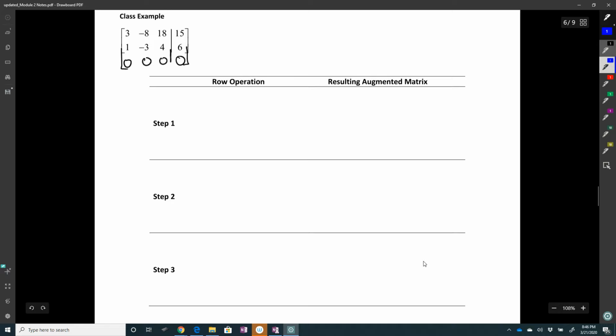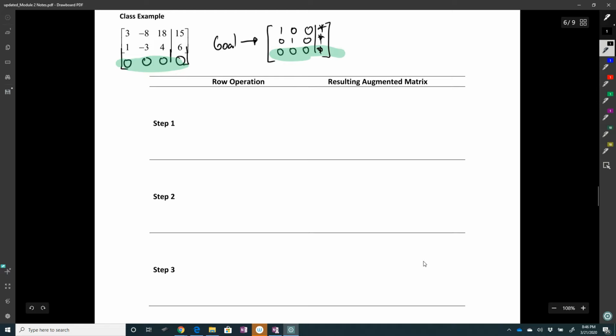Remember, my goal is to get this, or to attempt to get this matrix. Now, I put 0 on the bottom because I already know my last row is zeros. That's not going to change. So I kept that the same. So my goal is to get that matrix.